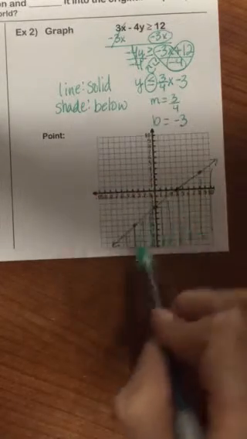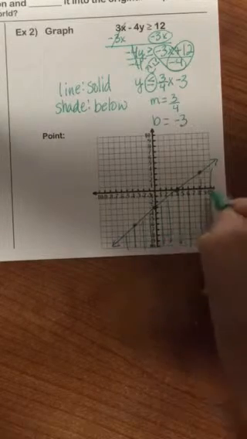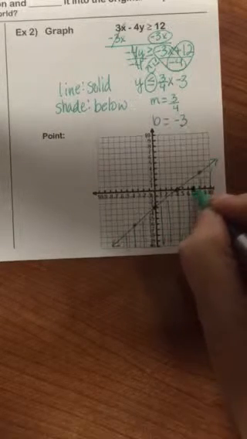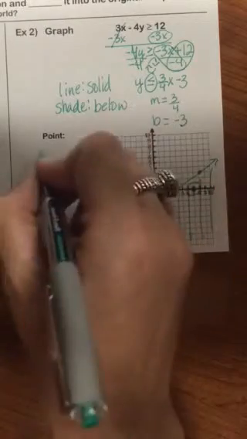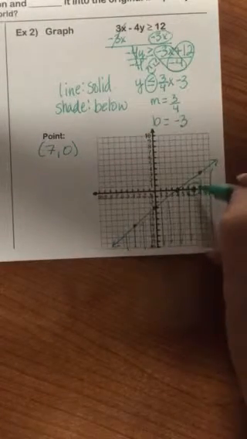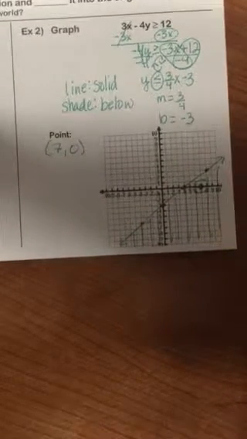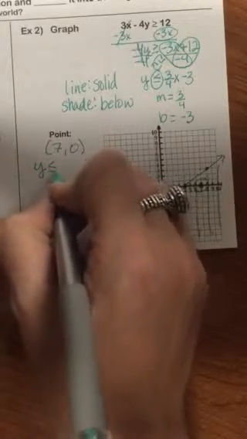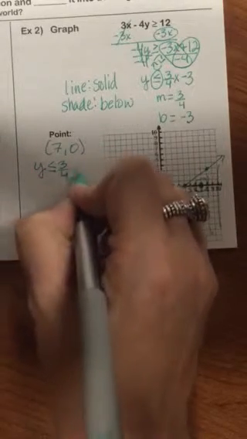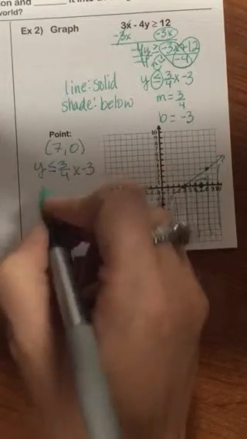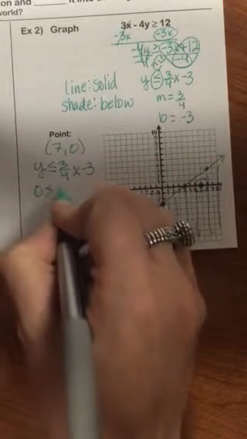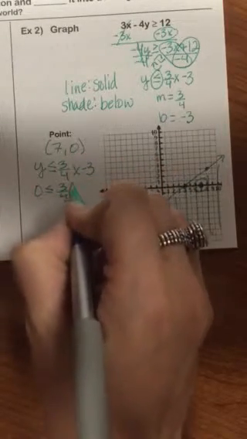Now you have to choose a point within this. I always choose a point on one of the lines to make it a little bit easier. So I'm going to choose 7, 0. This point here, it's in the shading. So if it makes this inequality true, then we have shaded correctly. So we can plug it back in for y is less than or equal to 3/4 x minus 3. So for y, we'll plug in 0, and for x, we will plug in 7.